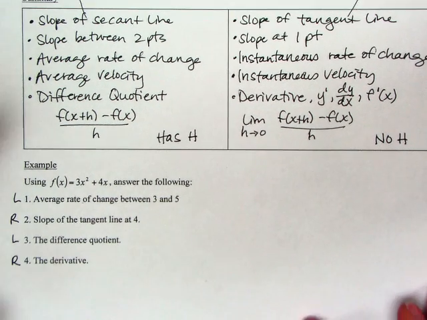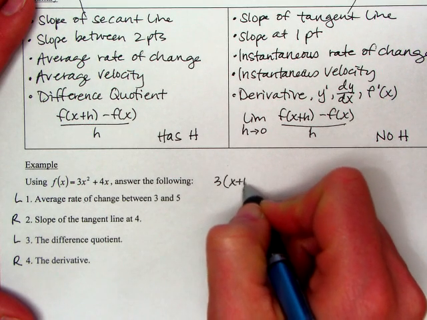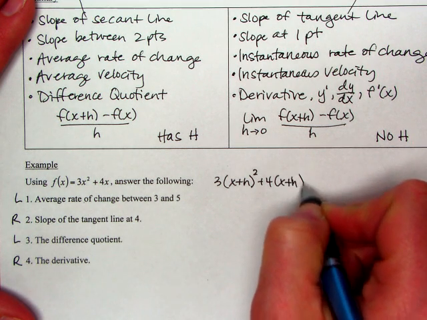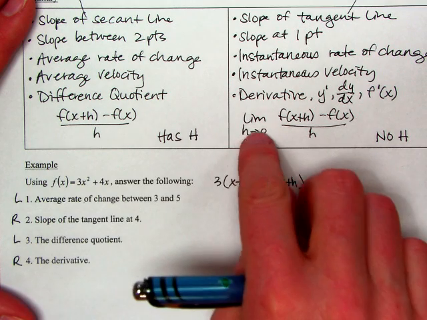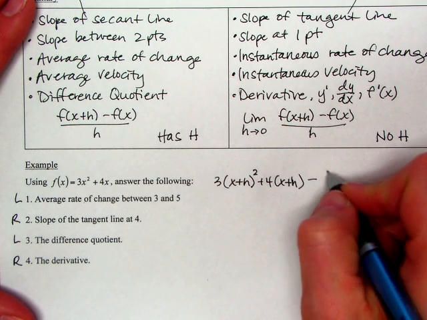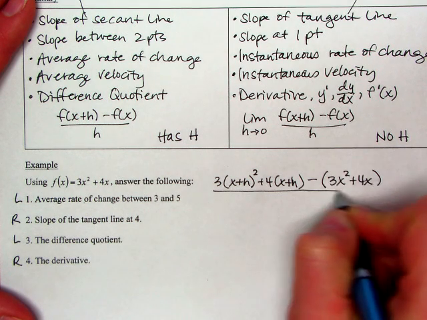So let's do our difference quotient. We're going to have 3 times x plus h squared plus 4 times x plus h. I'm doing this right here, which is technically the same in both boxes. This one just eliminates the h. So f of x plus h minus the function 3x squared plus 4x, all over h.